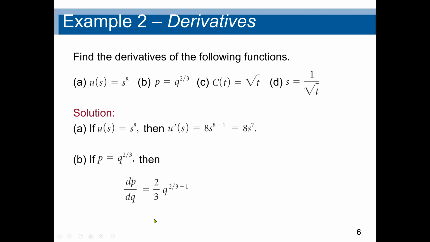So we have 2/3 q to the power 2/3 minus 1. Because the coefficient is 1, 2/3 times 1 is 2/3. And we subtract 1 from the exponent, so it will give us negative 1/3. To change the exponent to a positive value, we find the reciprocal of the value, so it will be in the denominator. Q.